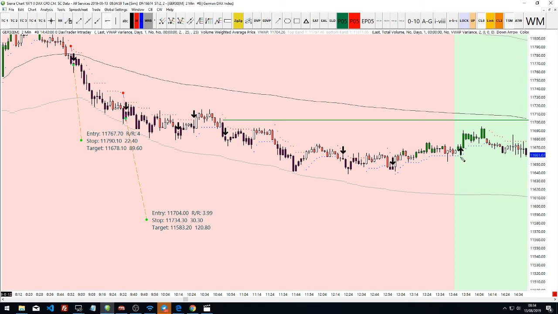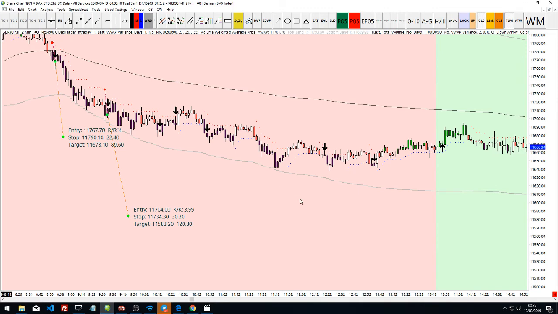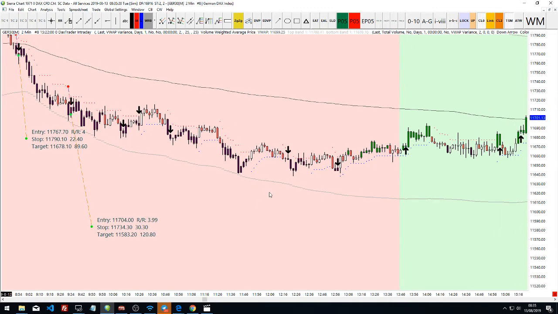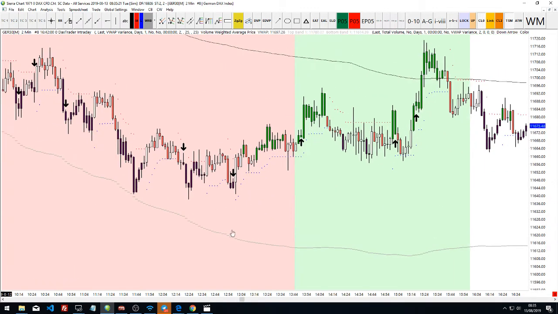Or perhaps you would have changed as soon as you closed above these dots here, or if the bias changed from red to green, like you can see here. A couple of ways you could have managed that trade. Suffice to say that it didn't hit a full stop loss, but it also didn't get down to a target, so you'd have had to manage that one your own way.